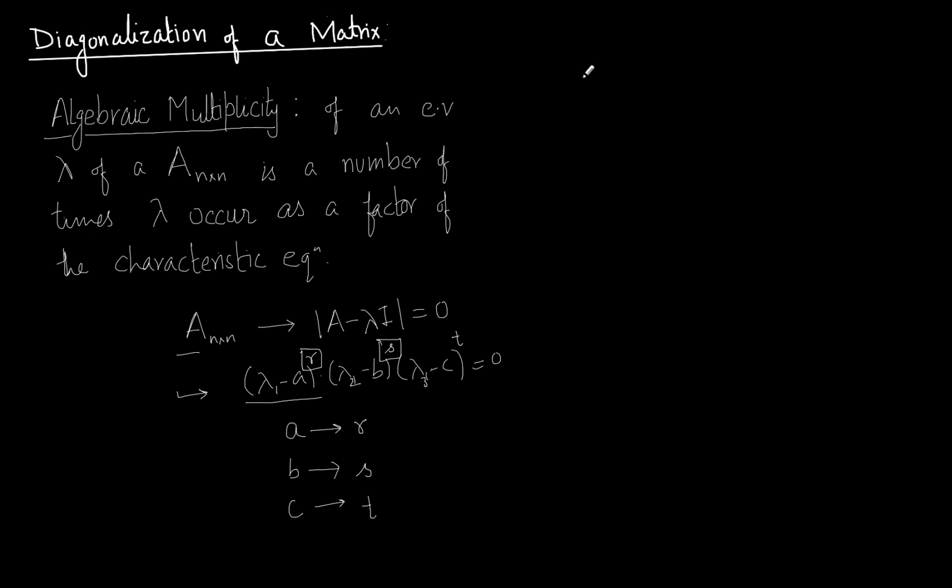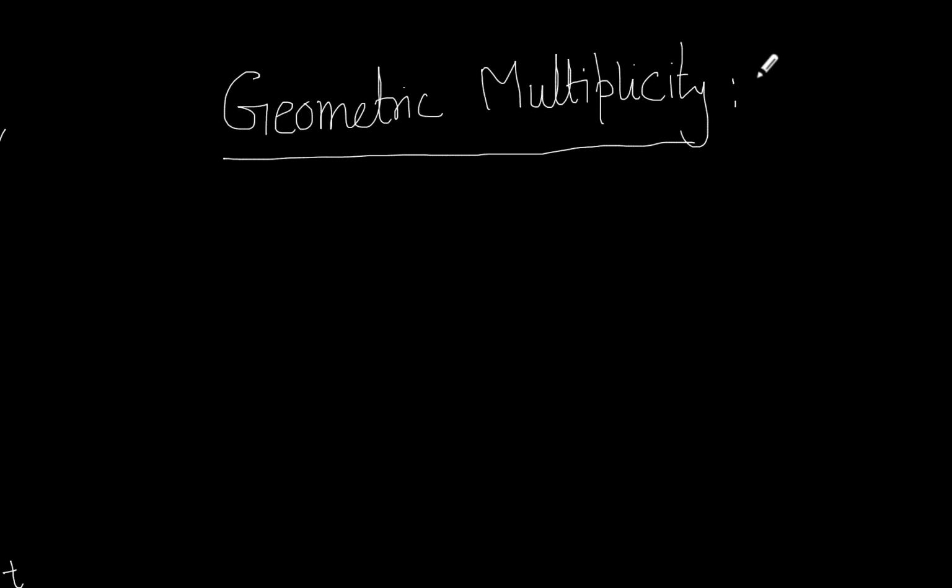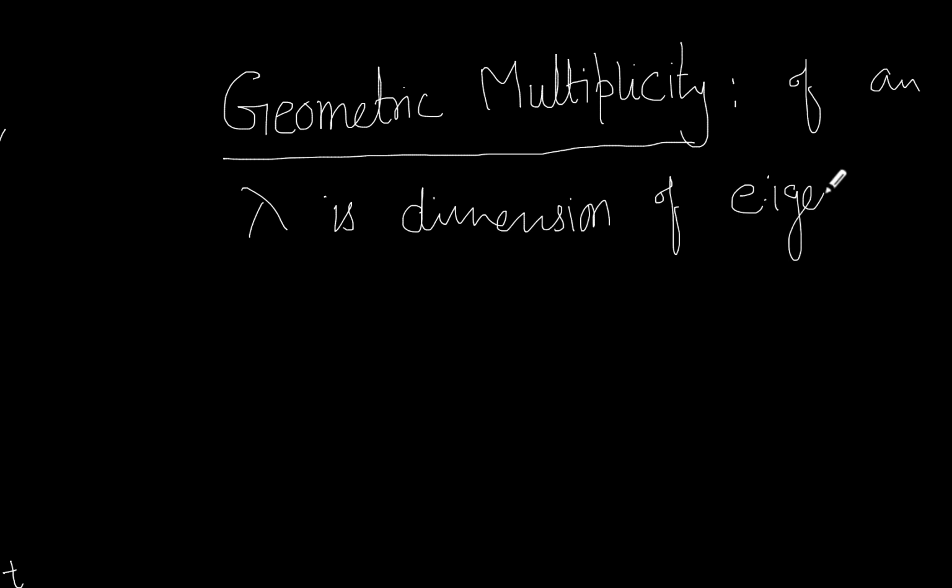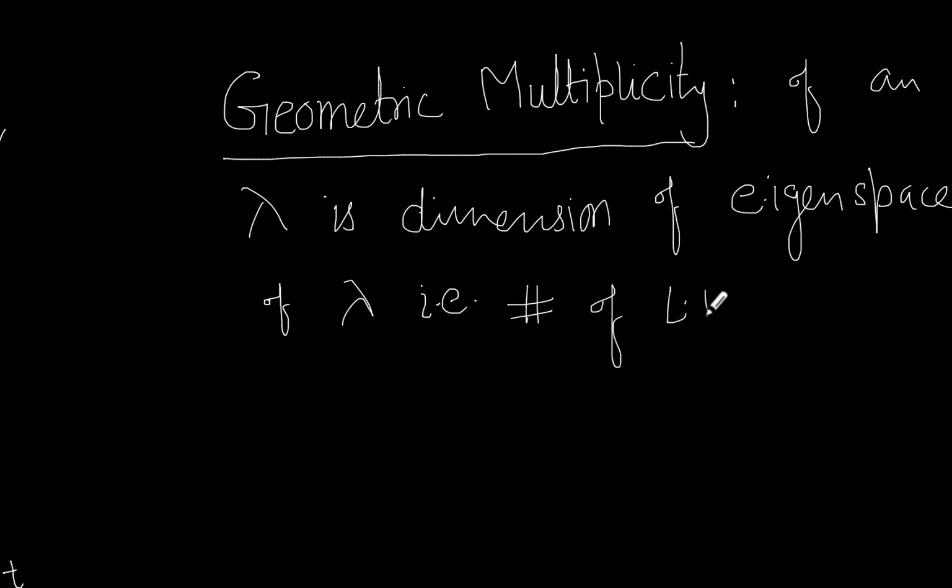Second thing is geometric multiplicity. The geometric multiplicity of an eigenvalue lambda is nothing but the dimension of the eigenspace of lambda, or you can say in easy words that the number of linearly independent eigenvectors corresponding to the eigenvalue lambda is called the geometric multiplicity of lambda.